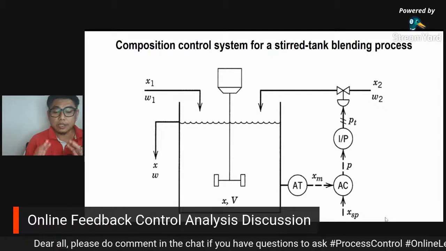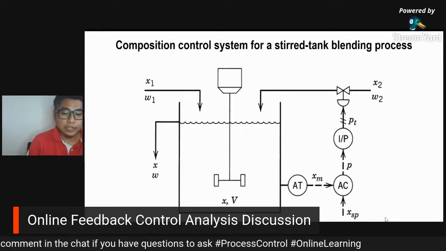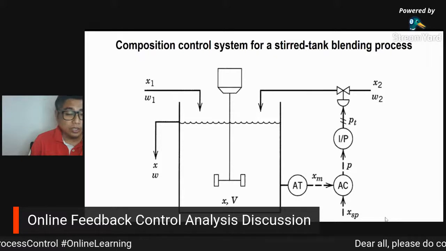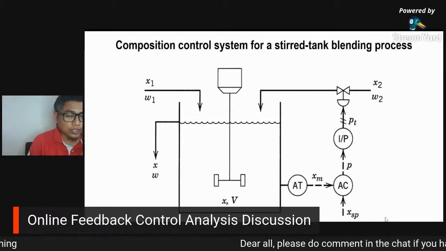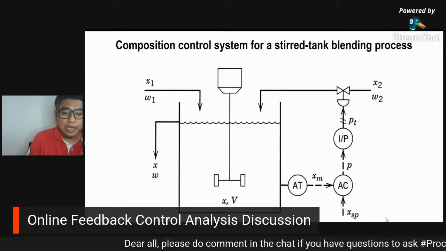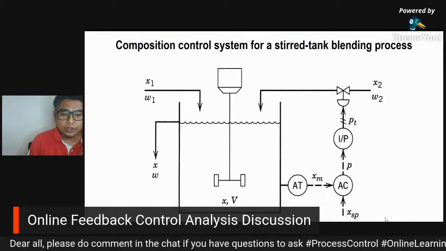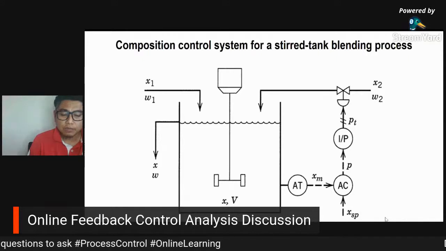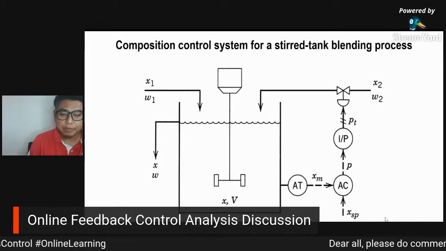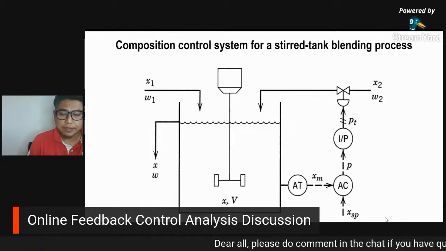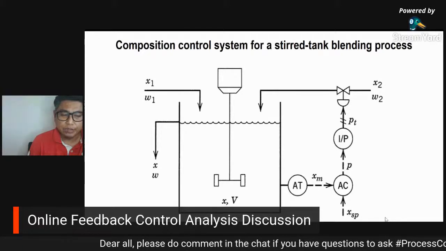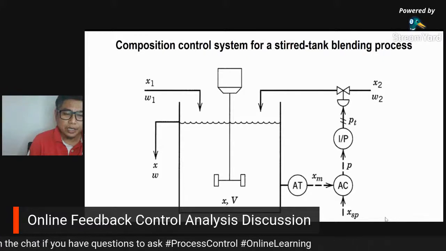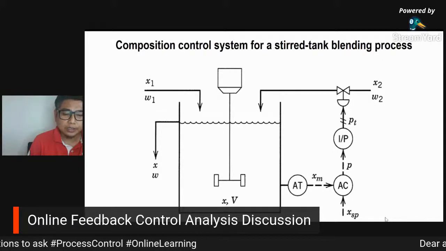All right, so let's take a look at this diagram of the stirred tank blending process. This is not a CSTR because we don't have a reaction here. We have a composition control here where you want to monitor and control the composition of this blending system by manipulating the second flow rate of the input. We have a first input W1 and X1 as a disturbance.